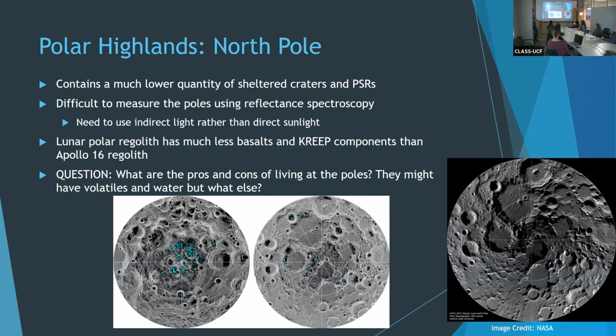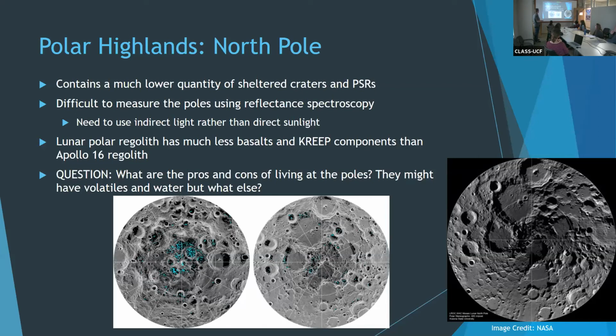And I think these images, well, you need to be careful using the word found. It's predicted, or speculated. Right. And I think these go out to about 70 south, 70 north. Could be 60, I forget. But yes, the lunar polar regolith has much less of those basalts and accrete components than the Apollo 16 regoliths.